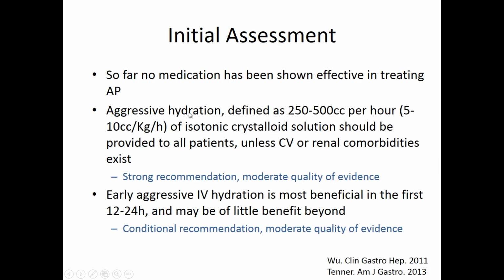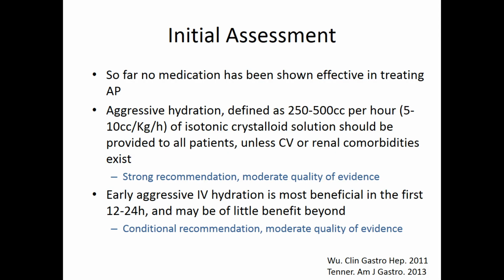So once you've done your risk stratification, what do you need to do? Your initial assessment is, first of all, you need to be very aggressive with hydration. As you know, there's no good treatment yet for acute pancreatitis. No medication has been proven effective to help treat the inflammation, so what you need to do is support your patient the best you can. Aggressive hydration, as high as 250 to 500 cc per hour of isotonic crystalloid solution, should be provided to all patients except if they have cardiovascular or renal comorbidity.